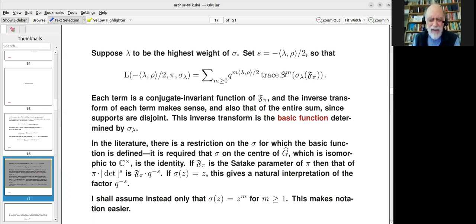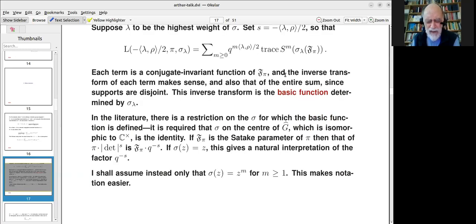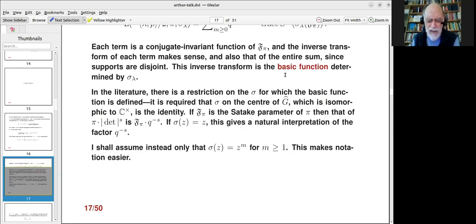Now in the literature, most people who work with this assume that the center of the L group is actually isomorphic to C star. We've done that, but they put a restriction on the sigma for which the basic function is defined. They require that sigma on the center of G hat is just the identity map. I don't do that. It's not quite clear to me what role that restriction plays. It does simplify some things in some ways, but it makes things more complicated in others. So I assume only that sigma restricted to the central element is just some non-negative power of that central element.